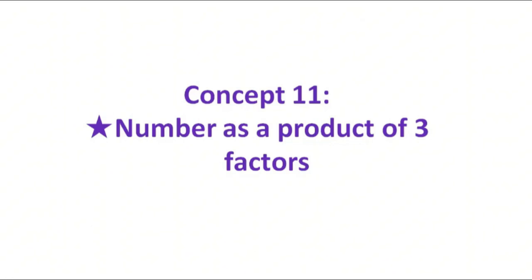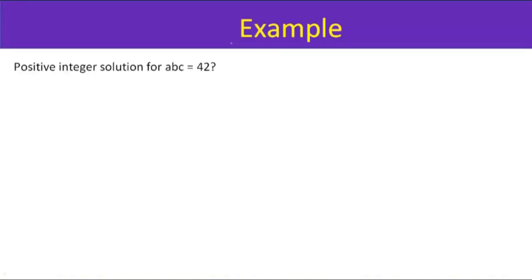So let's try to at least touch upon the next concept: number as a product of 3 factors. What do I mean by this? For example, this particular question: find the positive integral solution for ABC equals 42. Please try this. There are multiple ways to solve this question. Please solve this.